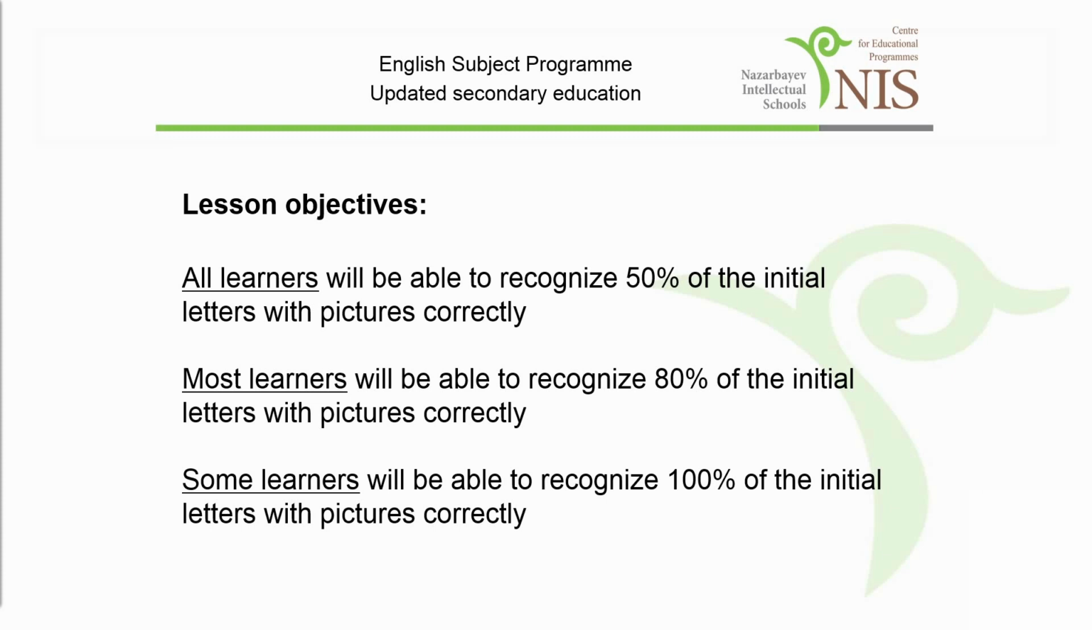The learning objectives for this lesson might be that all learners will be able to recognise 50% of the initial letters with pictures correctly. Most learners will be able to recognise 80% of the initial letters with pictures correctly. And some learners will be able to recognise 100% of the initial letters with pictures correctly.